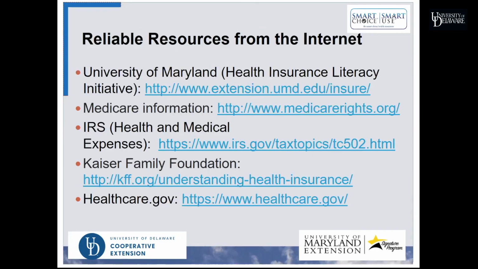So Jesse has reminded me that here are some reliable resources from the internet. That includes our University of Maryland Health Insurance Literacy website, with lots of great consumer resources there. I mentioned the Medicare.gov website. The IRS has a great Publication 502 that speaks to the tax and healthcare cost side of things. The Kaiser Family Foundation has some good resources as well. And healthcare.gov is where we got a lot of our resources regarding the terms and information.